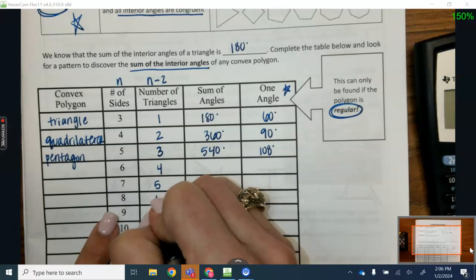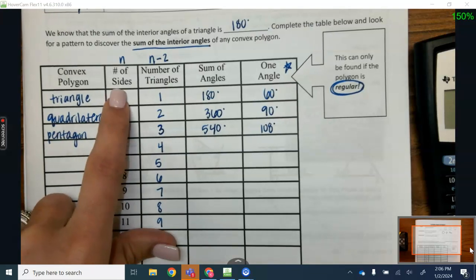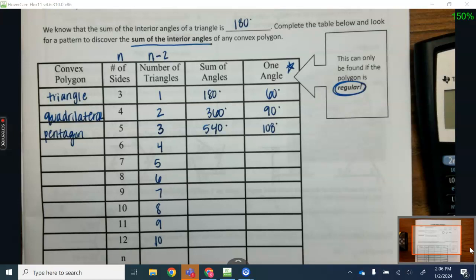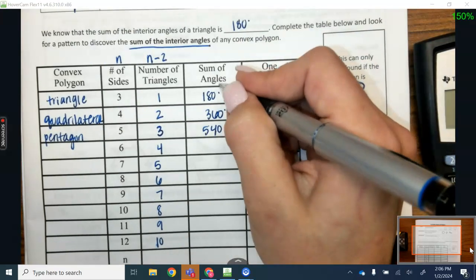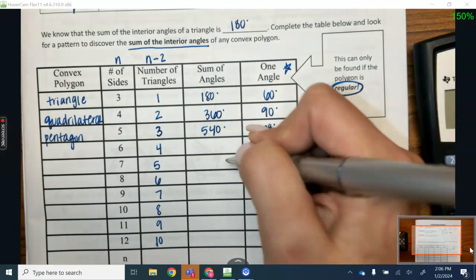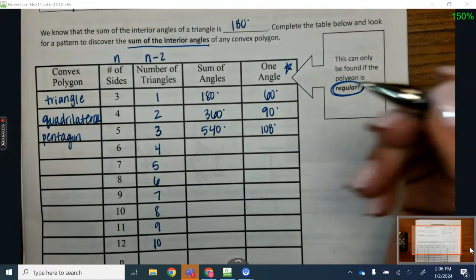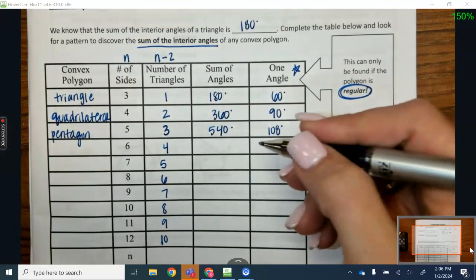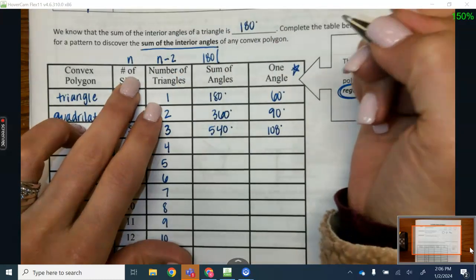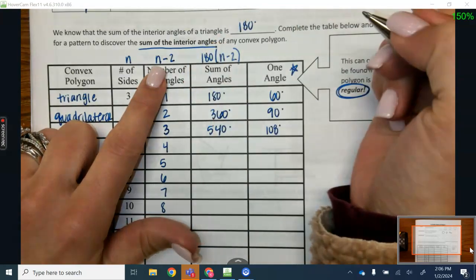So I know it's going to keep increasing by 1 triangle. But if I have a number of sides and I subtract 2, that's going to give me the number of triangles. And I know that every triangle has 180 degrees. And we were increasing that by the 180 every single time. So for any polygon, I would take the measure of the angles of one triangle, 180, and multiply it by the number of triangles, which is n minus 2.